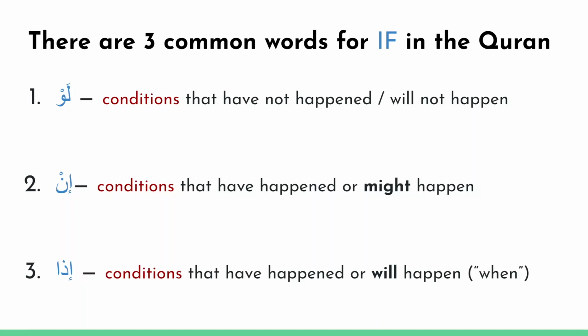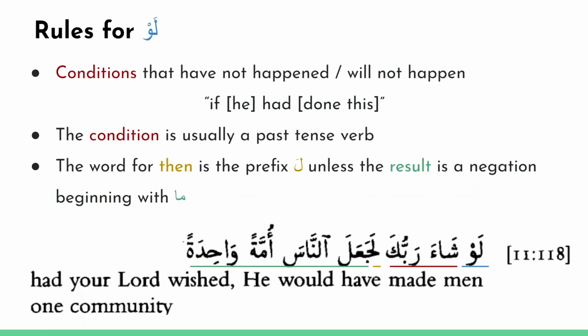The word in is used for things that have happened or might happen, like you could reasonably expect that to happen. And then the word idha is kind of the strongest one. It says the conditions that have happened or will definitely happen. Oftentimes you can actually translate this instead of if, you can say when. So you can say like when this happens because you know it's going to happen. Okay, so let's start with law and study how this word is used in the Quran.